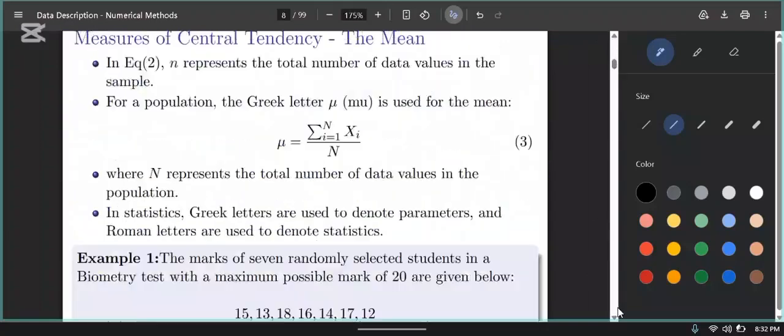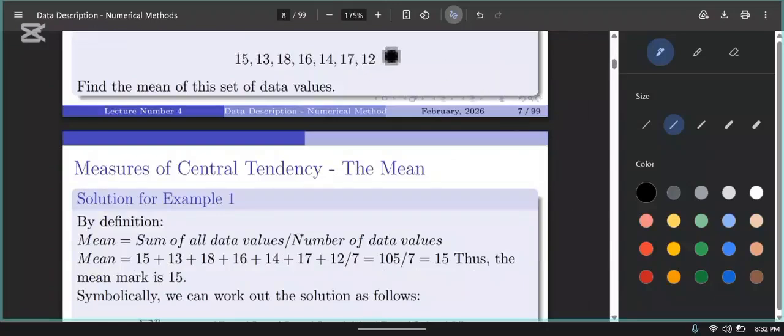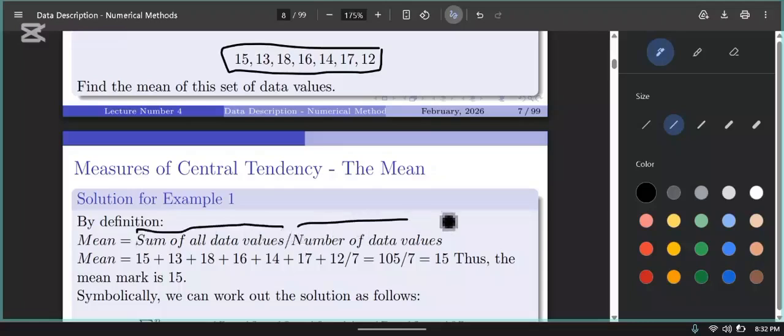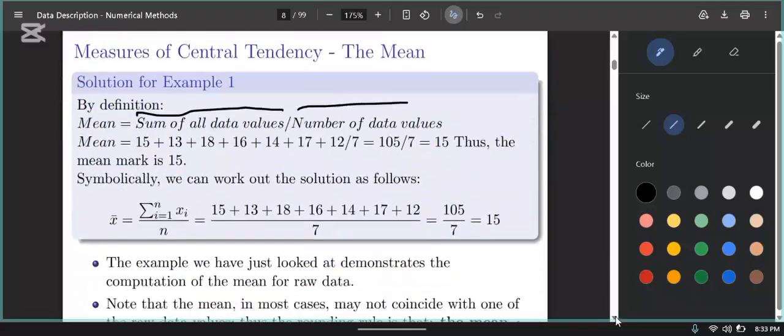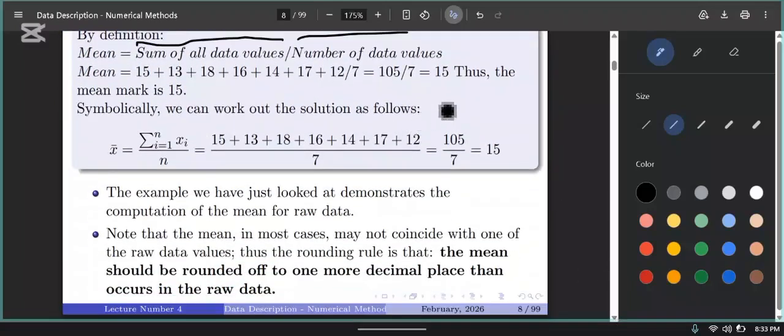So for the mean, just to do a bit of a recap, if you're given numbers like this, you simply add the numbers and then divide that by how many the numbers are. So here is just the sum of all data values divided by the number of the data values. This is for ungrouped data. When the data is not grouped, this is what you do. Mean is equal to the sum of all data values over the number of data values.